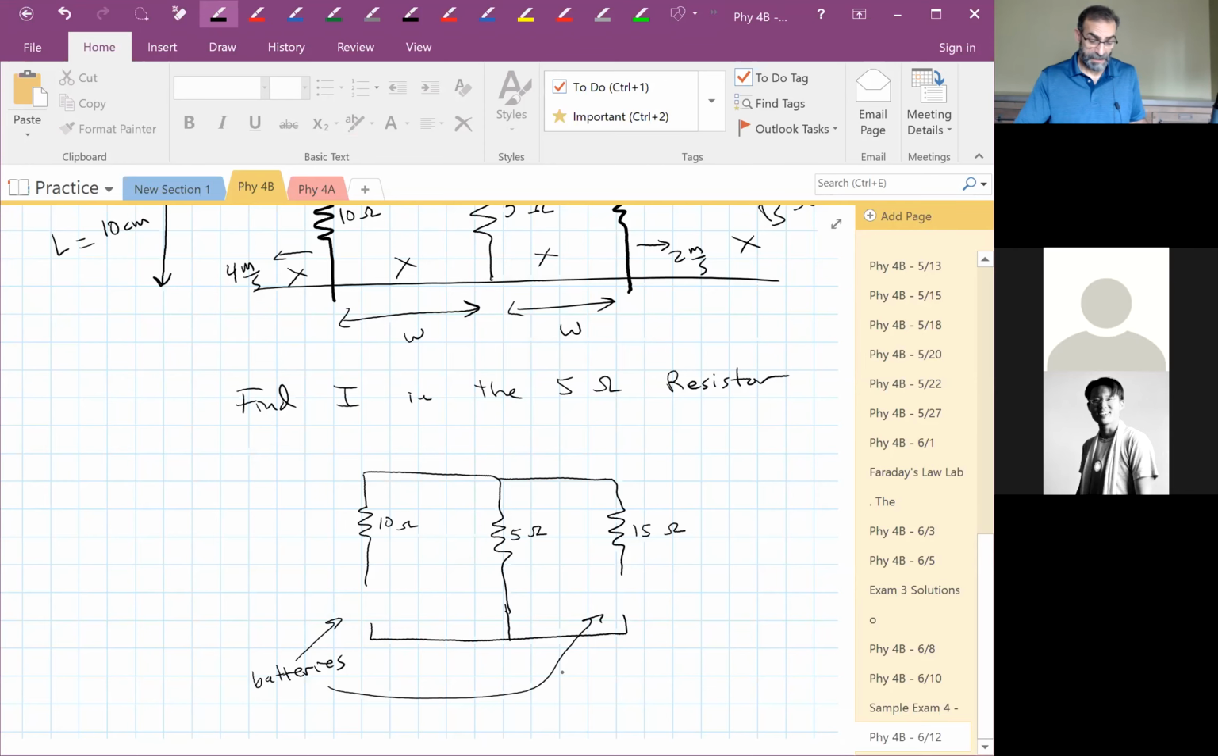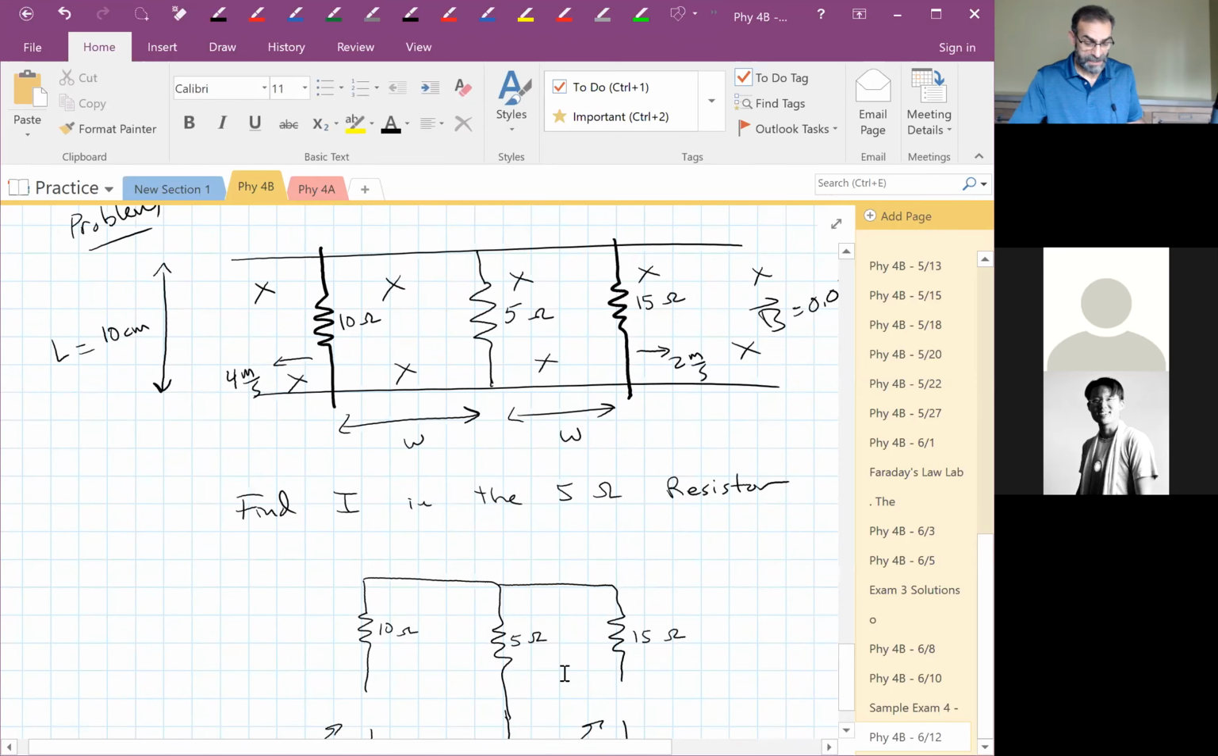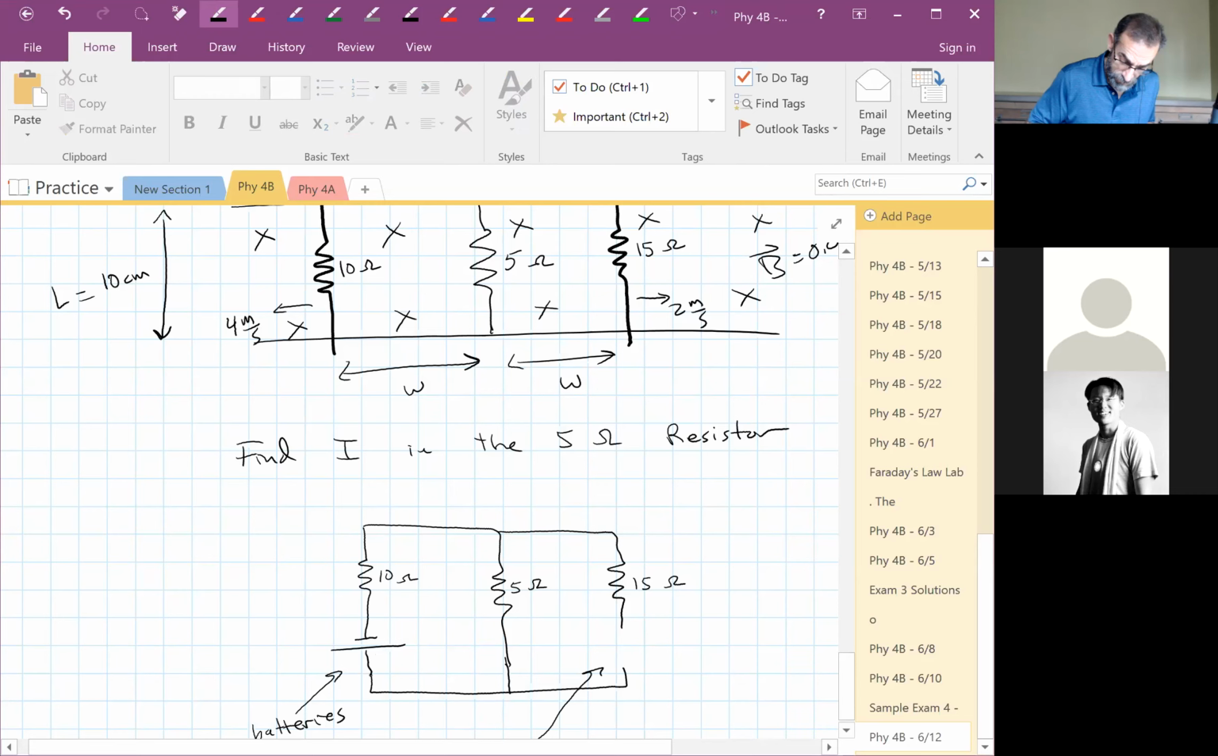All right, so the moving 10 ohm resistor creates an EMF on that side that's like a battery. I'll call it battery 1, EMF 1, in this orientation. And the moving 15 ohm resistor creates an EMF that's like a battery in this orientation.